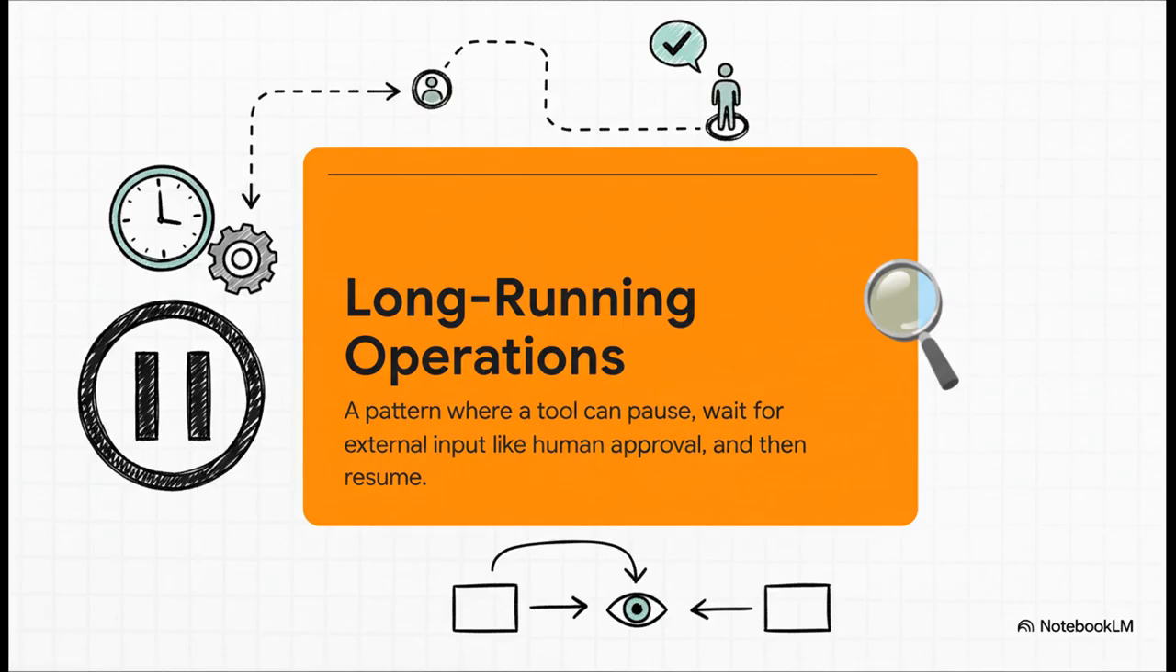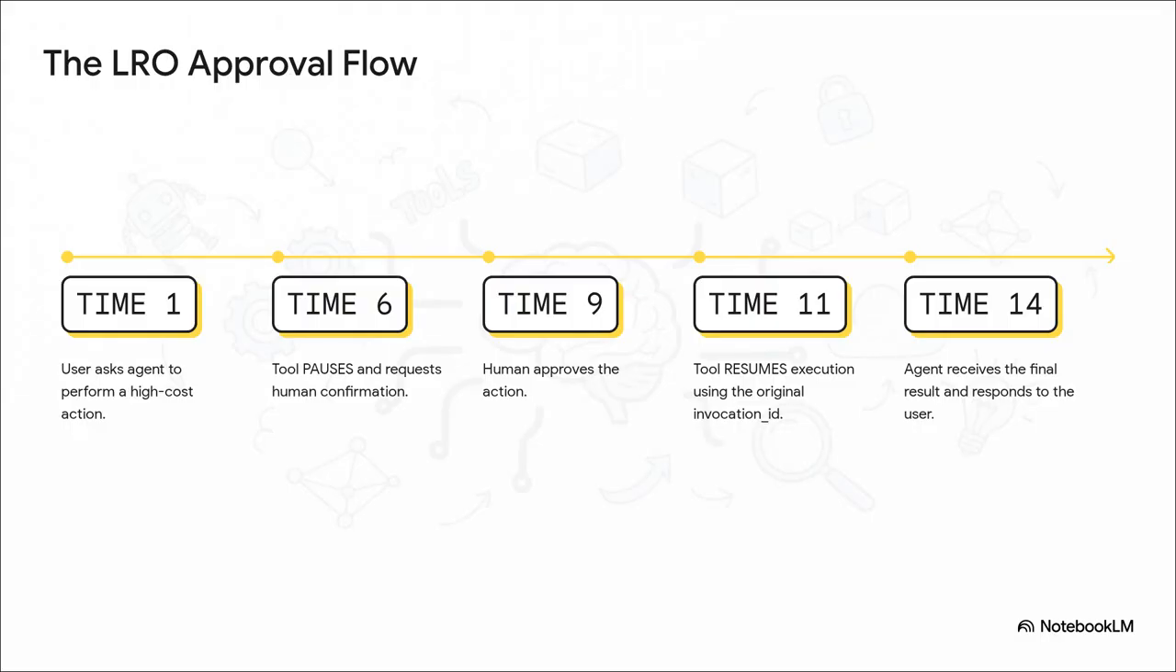Well, the answer is a really clever pattern called long-running operations, or LROs for short. The best way to think about it is that an LRO gives your agent's tools a big red pause button. So the tool can start doing something, then hit pause and wait for an actual human, that's you, to say, yep, go ahead. Once it gets the okay, it picks up exactly where it left off. This is how you build a safe, human-in-the-loop system. It's absolutely crucial.